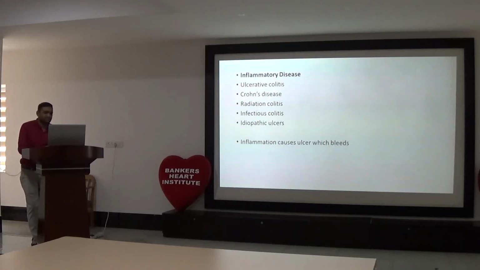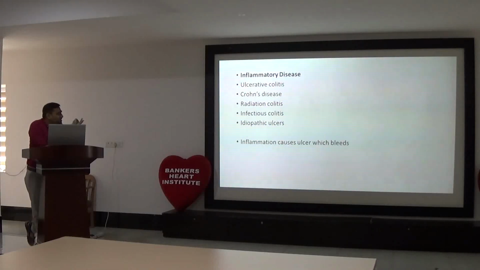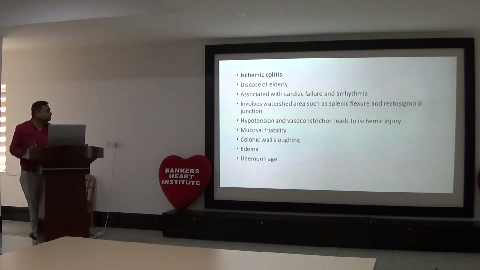Other causes are inflammatory diseases, and there are many. Ulcerative colitis is the main one among all these. Ulcerative colitis has a higher incidence of bleeding. It is associated with mucus discharge and pain. Then Crohn's has a lower incidence compared to ulcerative colitis, but still there. Then also radiation colitis, infectious colitis and idiopathic ulcer. This whole inflammatory process leads to ulcer formation, and this ulcer will ultimately lead to bleeding.